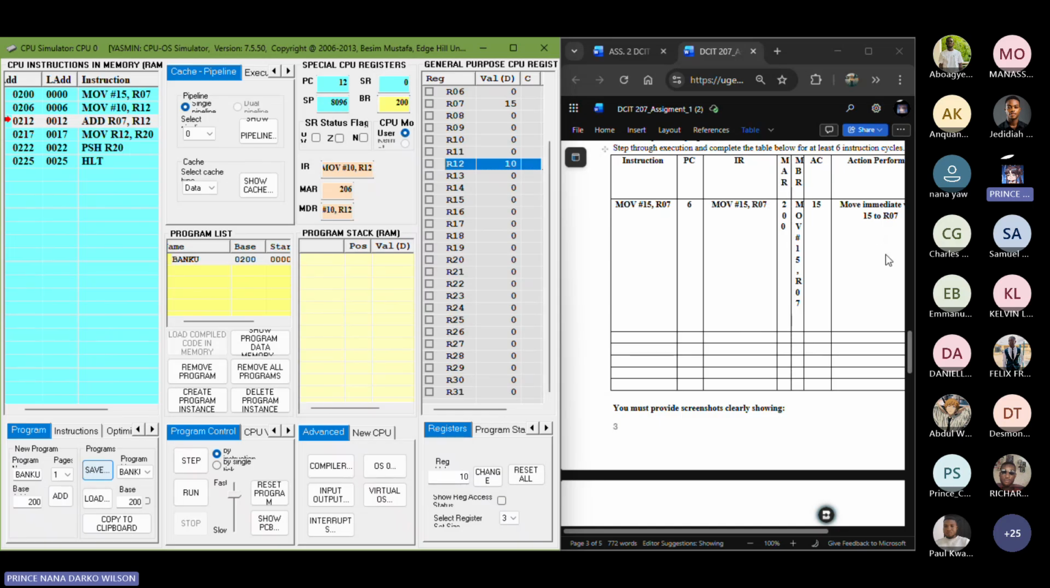Move immediate value 10 to R12. That's all. Let's step it again. Time a call, so let's move fast. If it's good, we did all the fundamentals a long time ago.